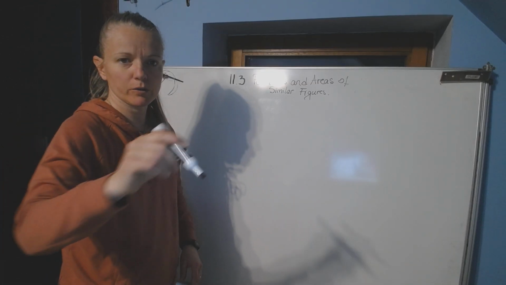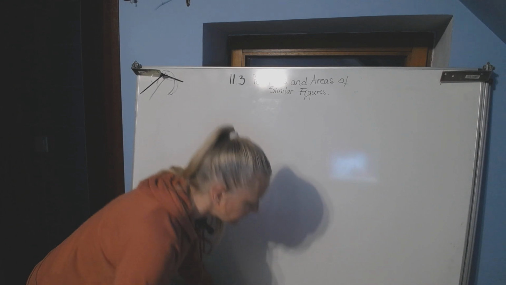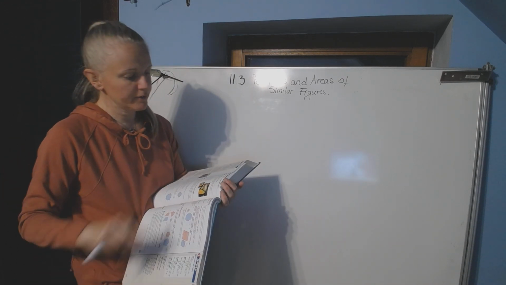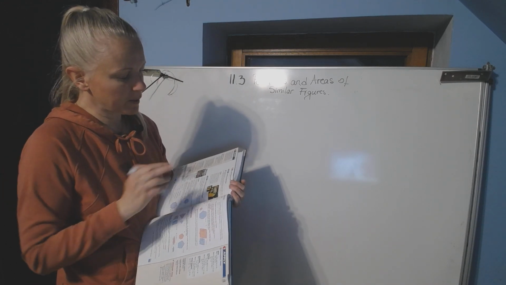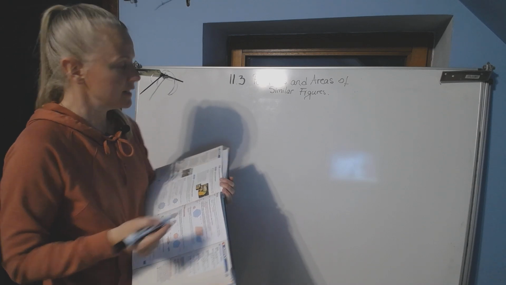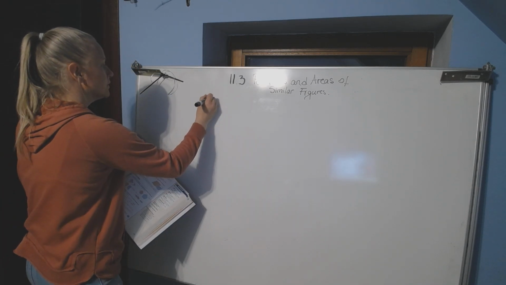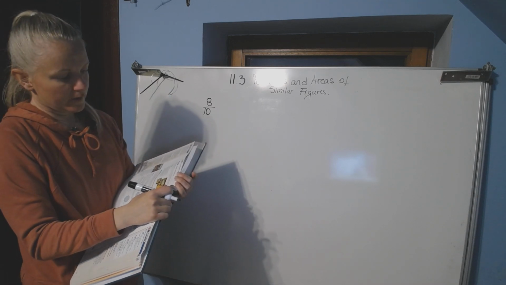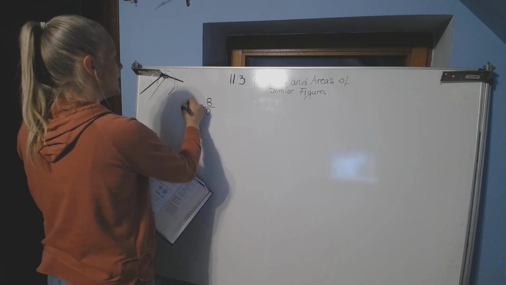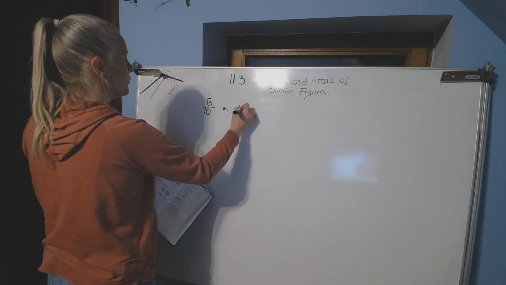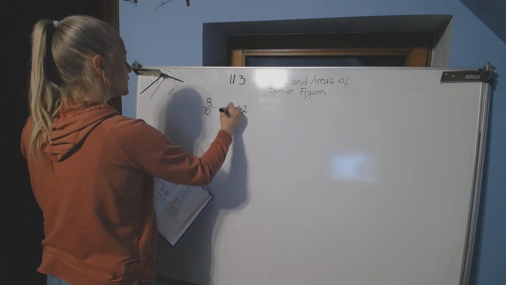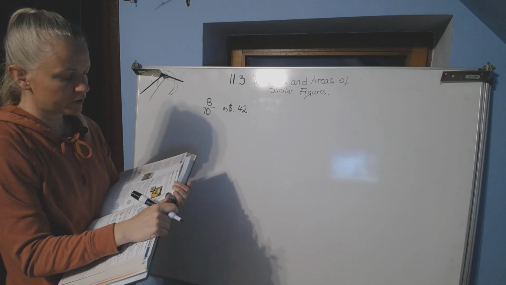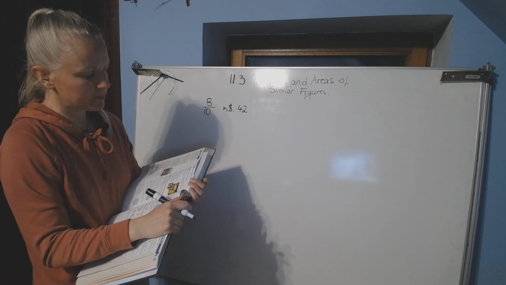Okay, I need you to focus back on me. We did it. In example 2, it talks about a photograph, and it says, you are buying photographic paper to print a photo in different sizes. You get an 8 by 10 size, and for one 8 by 10, you're going to pay $0.42. That's how much you're going to pay for one sheet of paper like that.